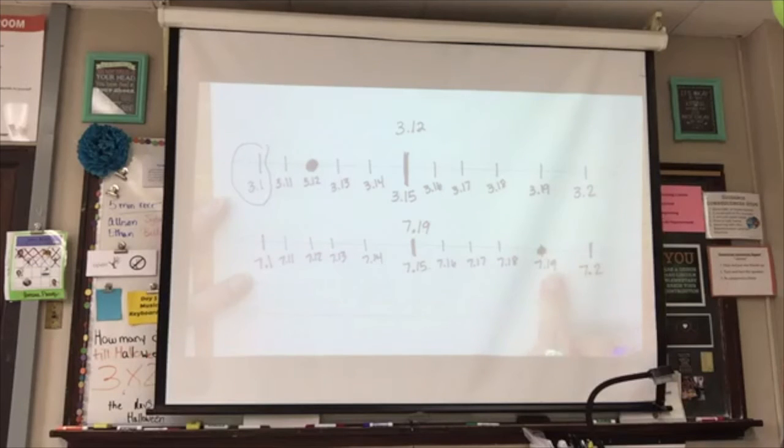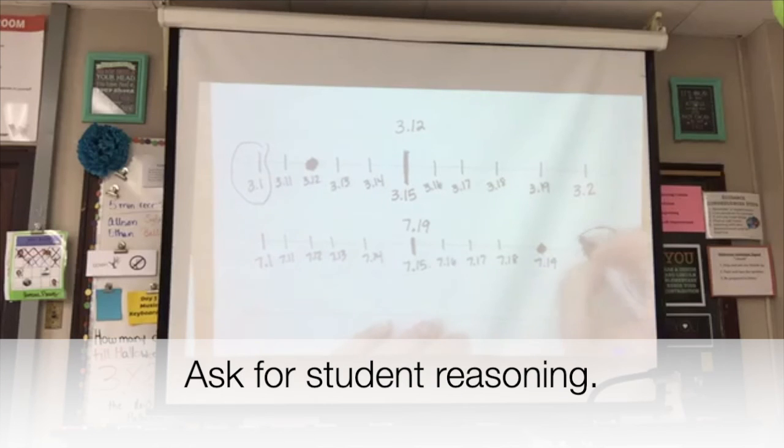Here's our decimal. 7 and 1 tenth, 7 and 2 tenths. In the middle is 7 and 15 hundredths. This is our middle. Here's the decimal. Is it going to round to 7 and 1 tenth or 7 and 2 tenths? 7 and 2 tenths. Somebody, can you explain why it's going to go to 7 and 2 tenths?